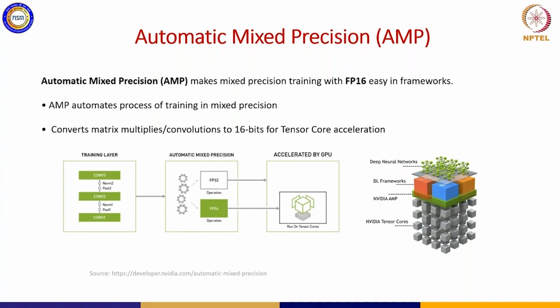It converts the matrix and the convolution into 16-bit for your tensor. For example, let's say this is our training layer, the convolution layer that you can see here. The training is being done using automatic mixed precision, which is both FP32 and FP16. The computation within the FP16 will be run on the tensor core. And for example, here you have your deep neural network, the DL frameworks are here, and under the framework it is enabled with automatic mixed precision, which will be handled by the tensor core.